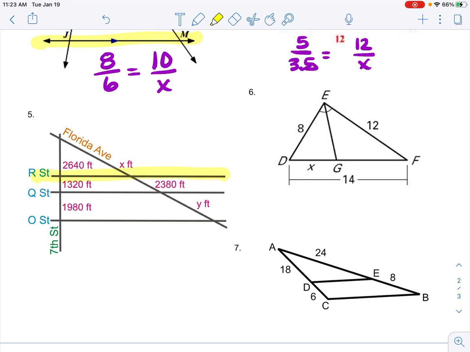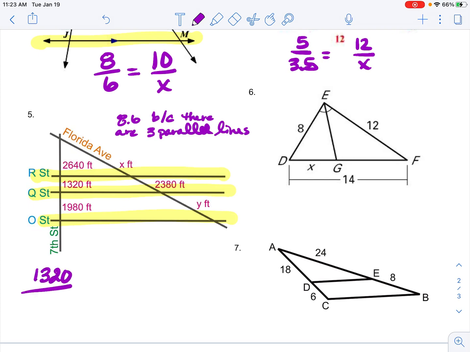Number 5. I see 3 parallel lines. 1, 2, 3. And they're crisscrossed by 2 others. That means I'm using theorem 8.6. Why? Because I have 3 parallel lines. And I've got 2 proportions to set up here.